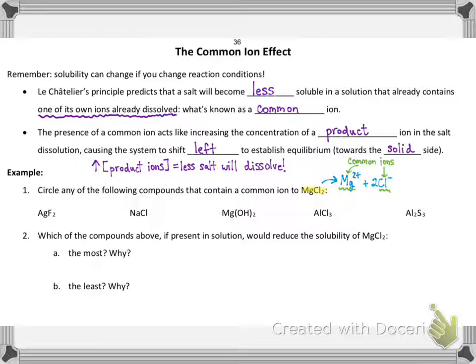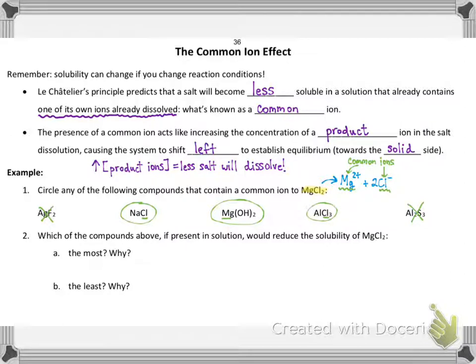So the silver fluoride, not so much. Sodium chloride, though, it has chloride ions. And then magnesium hydroxide has magnesium ions, and aluminum chloride has chloride ions. So it turns out, not the aluminum sulfide though. All right, so out of these 5 potential compounds, 3 of them would dissolve to produce a common ion to magnesium chloride.